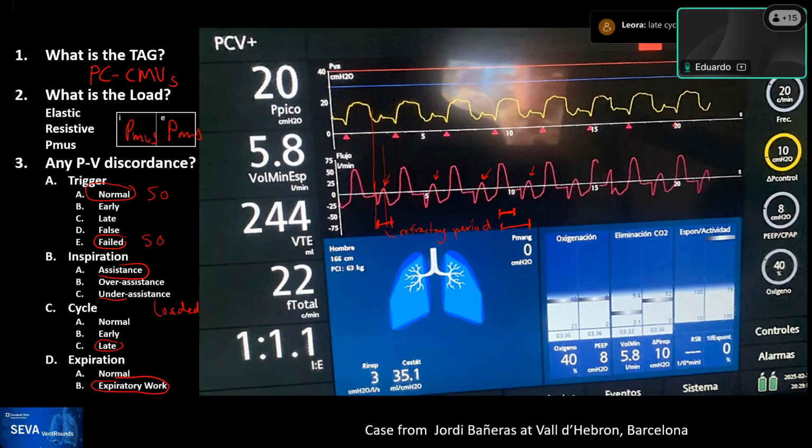Yeah, right? Mohammed says don't give sedation. It's not the answer. Don't give sedation? Rather than sedation is what he said. Yeah. Very good. So I saw a late cycle. Anybody else? Failed trigger, question mark. So that means 50-50.